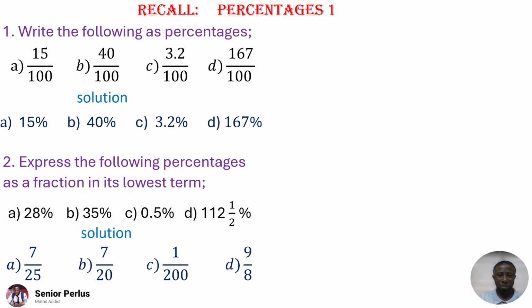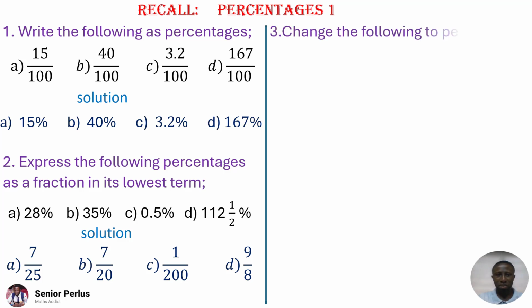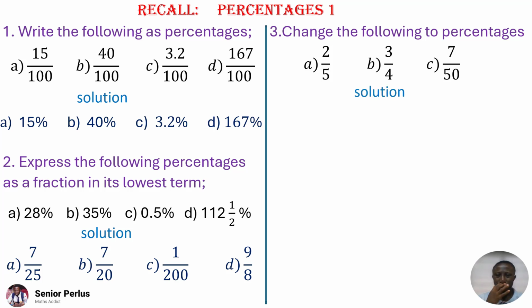So this is percentages. Okay, now under revision, change the following to percentages. So how should we change them to percentages? 2 out of 5. Yes, I'm waiting. We are just revising ourselves on percentages. Good. So here you have to multiply it by what? 100. Then you can change it.